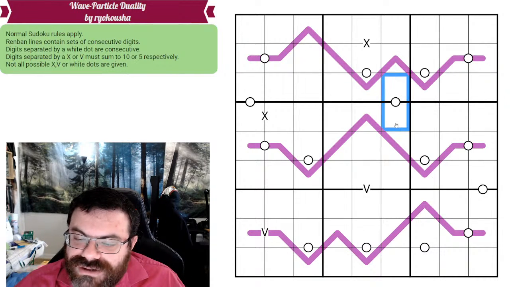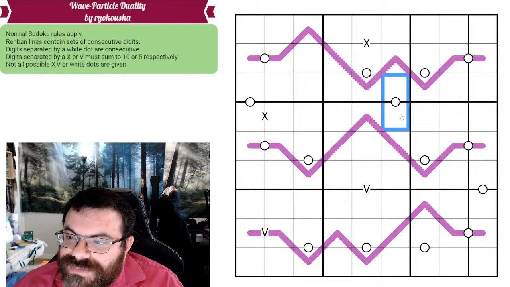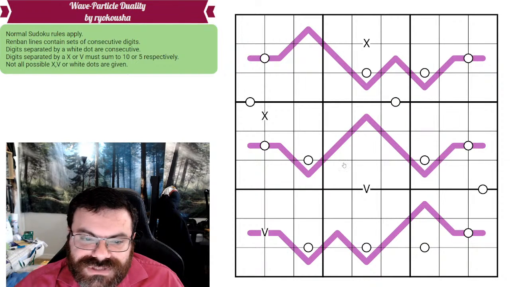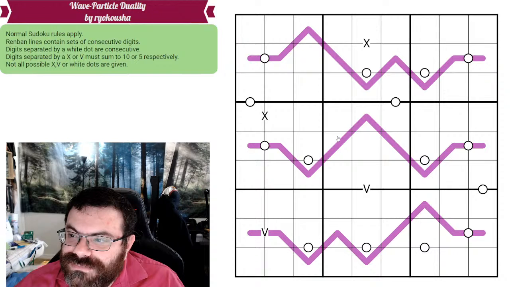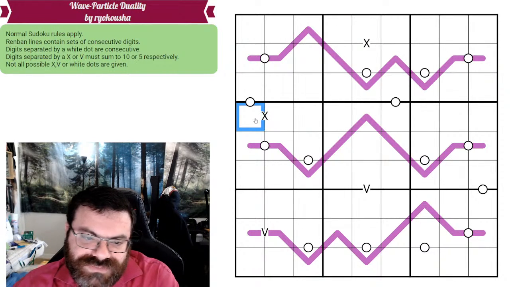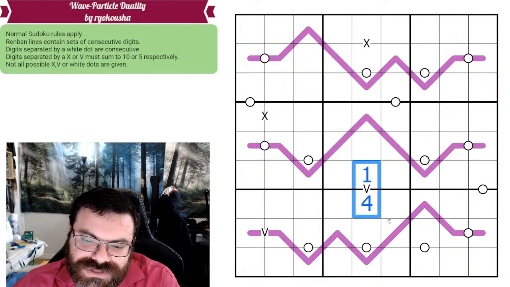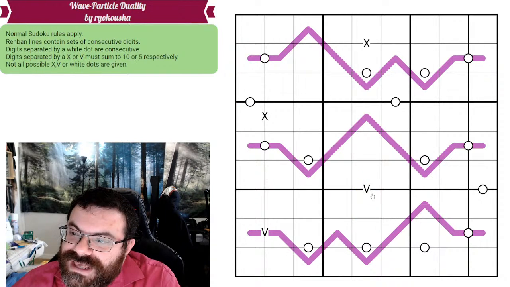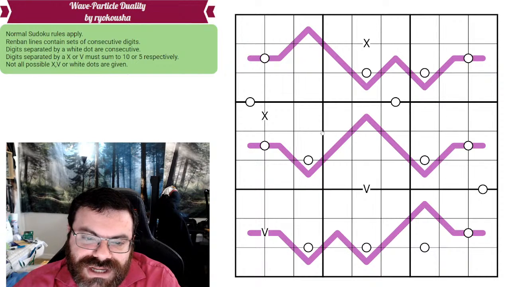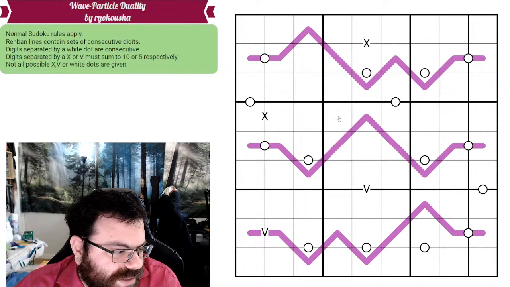Digits separated by a white dot are consecutive. So if I put a 2 here, this needs to be 1 or 3. Digits separated by an X or V must sum to 10 or 5 respectively. X is the Roman numeral for 10, so if I put a 2 here, this must be 8. V sums to 5, so 1 here requires a 4. And we don't have all possible XVs or white dots. So I could easily put a 1, 2 here, even though there would need to be a white dot. Or say a 2, 3 here, even though there would need to be a white dot and a V. It's perfectly fine.